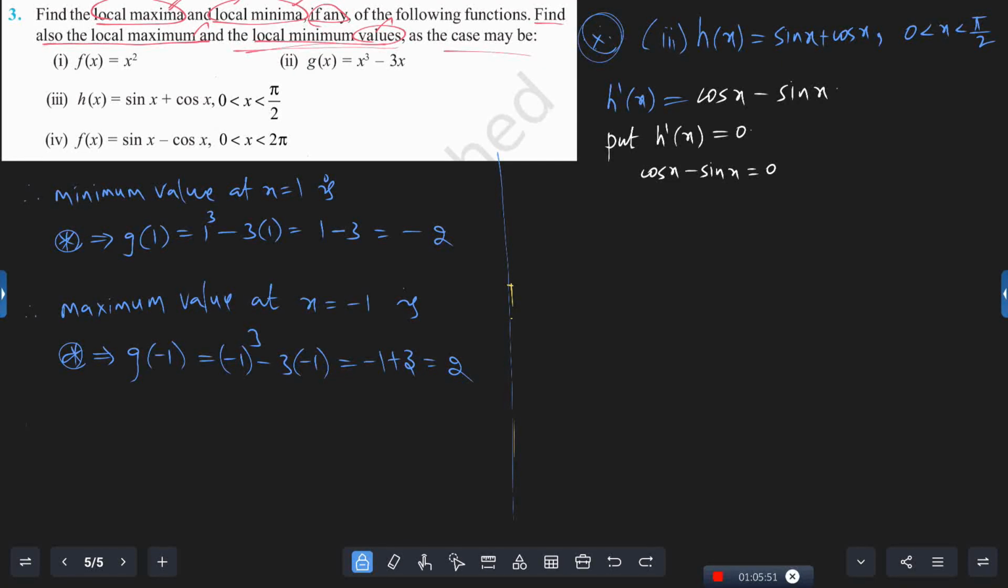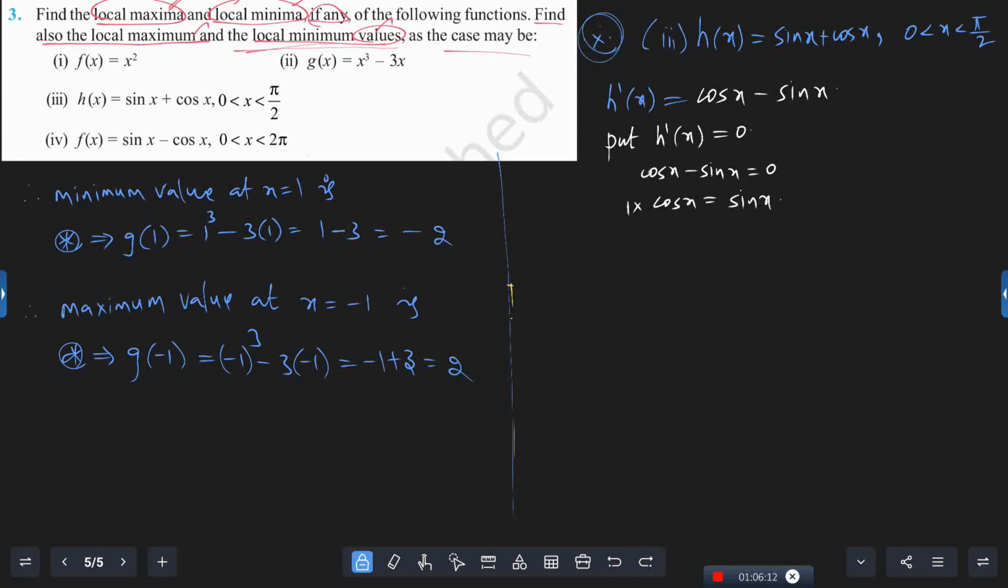Then send any one to the opposite side. Cos x, let it be this side, sin x when you send to the opposite side, it will be equal. Now listen carefully. This is 0 to pi by 2, the first quadrant. In the first quadrant, where will cos and sin be equal? Pi by 4.